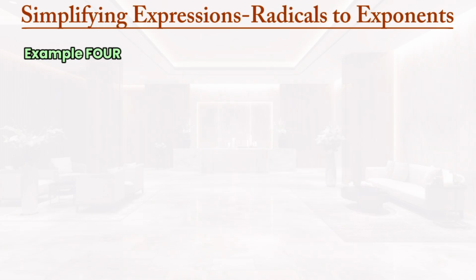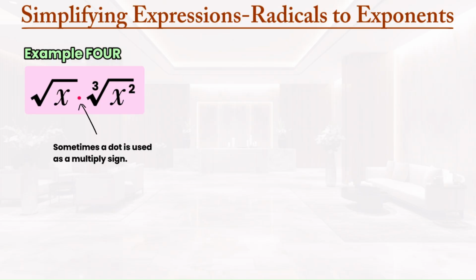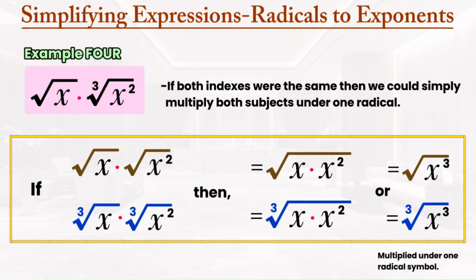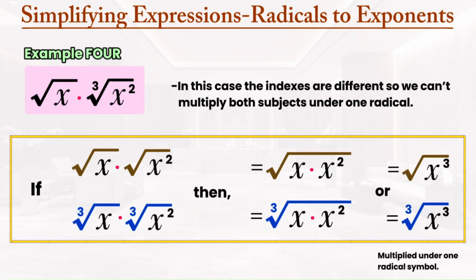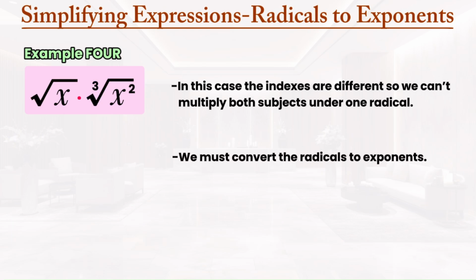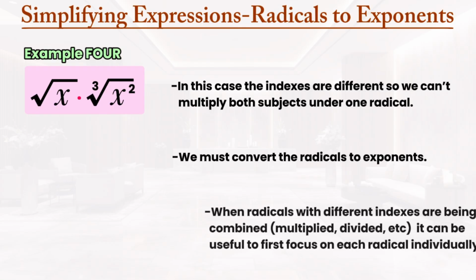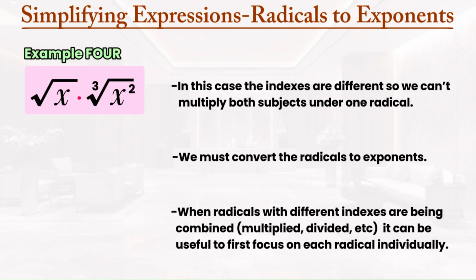Take this expression, for example. The square root of x times the cube root of x squared. If both radicals had the same index, we could simply combine them under one radical. But in this case, you cannot just multiply the subjects under one radical when both indexes are different. So the step that must be taken is to convert both using fractional exponents. When separate radical expressions are being multiplied, divided, added, or subtracted, it's important, if needed, to focus on each expression individually. Convert to fractional exponents individually as pieces, then bring them together.